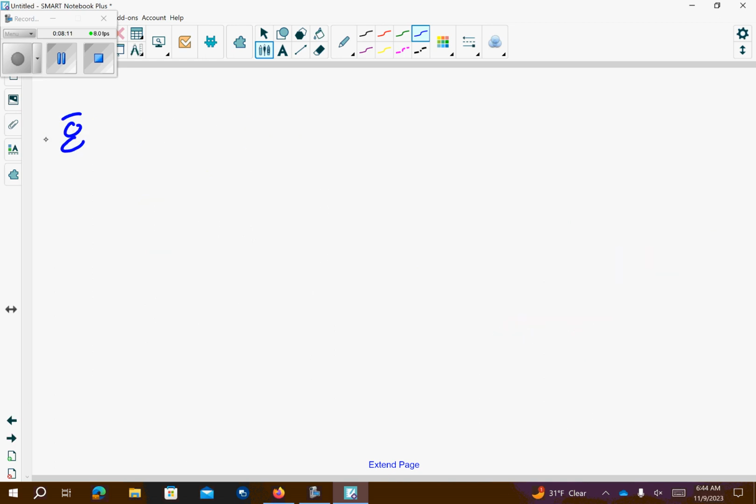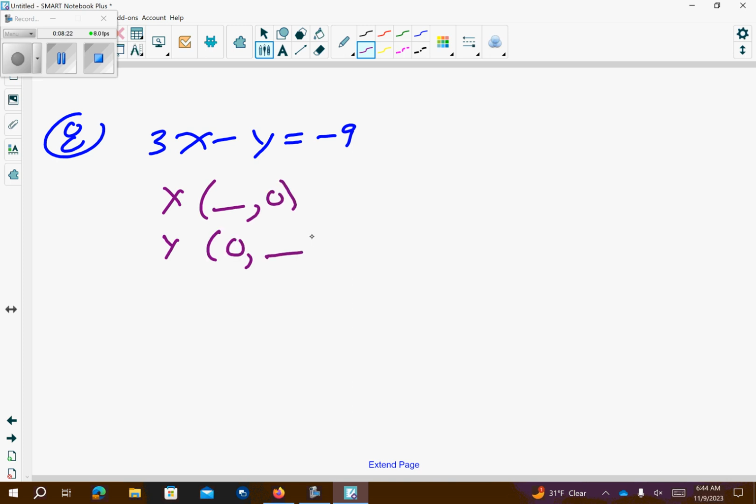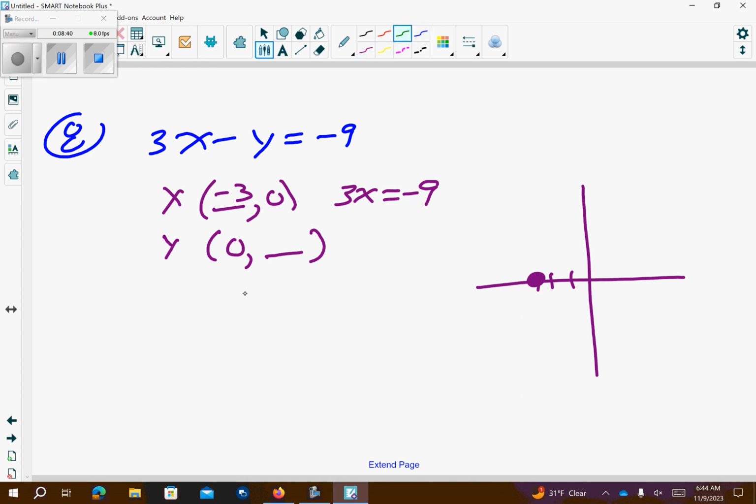Number 8, 3x minus y equals -9. Again, it's set up for the x and y intercept. So blank, 0, 0, blank. Okay, that's a y value, so I'm going to get 3x equals -9. Divide both sides by 3, so I get -3. -3, 0. This is an x value, so I get -y equals -9. Multiply both sides by -1, so y equals 9. 1, 2, 3, 4, 5, 6, 7, 8, 9.